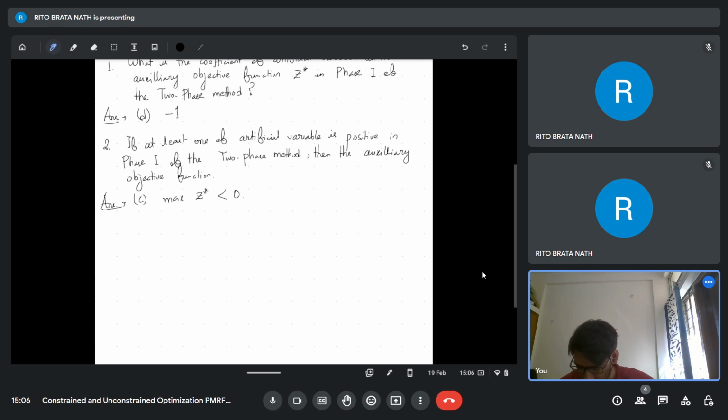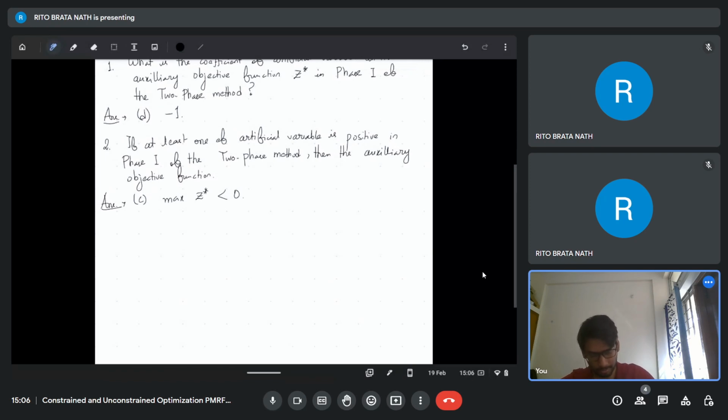Yeah, so the third problem was: suppose that reduced cost Zj minus Cj is greater than or equal to 0 for all j at the end of phase 1 while solving the maximization problem using the two-phase method, and let the auxiliary objective function max of z star be less than 0, and one or more artificial vectors appear in the final basis with positive value at the end of phase 1. Then the answer will be no feasible solutions.